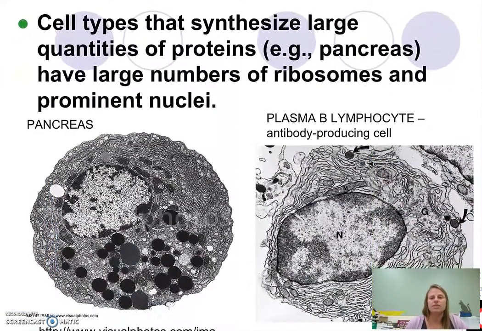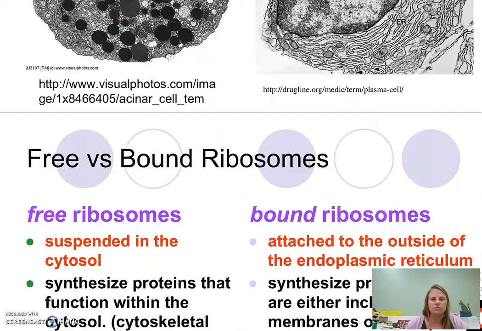Some examples of cells that would have lots of ribosomes because they make a lot of proteins would be your pancreatic cells. The pancreas makes insulin. It's also going to make glucagon, which are both hormones. Hormones are proteins. So the pancreas is going to have a large number of ribosomes. Your plasma B lymphocyte, which produces antibodies, which are proteins, are going to have a lot of ribosomes.